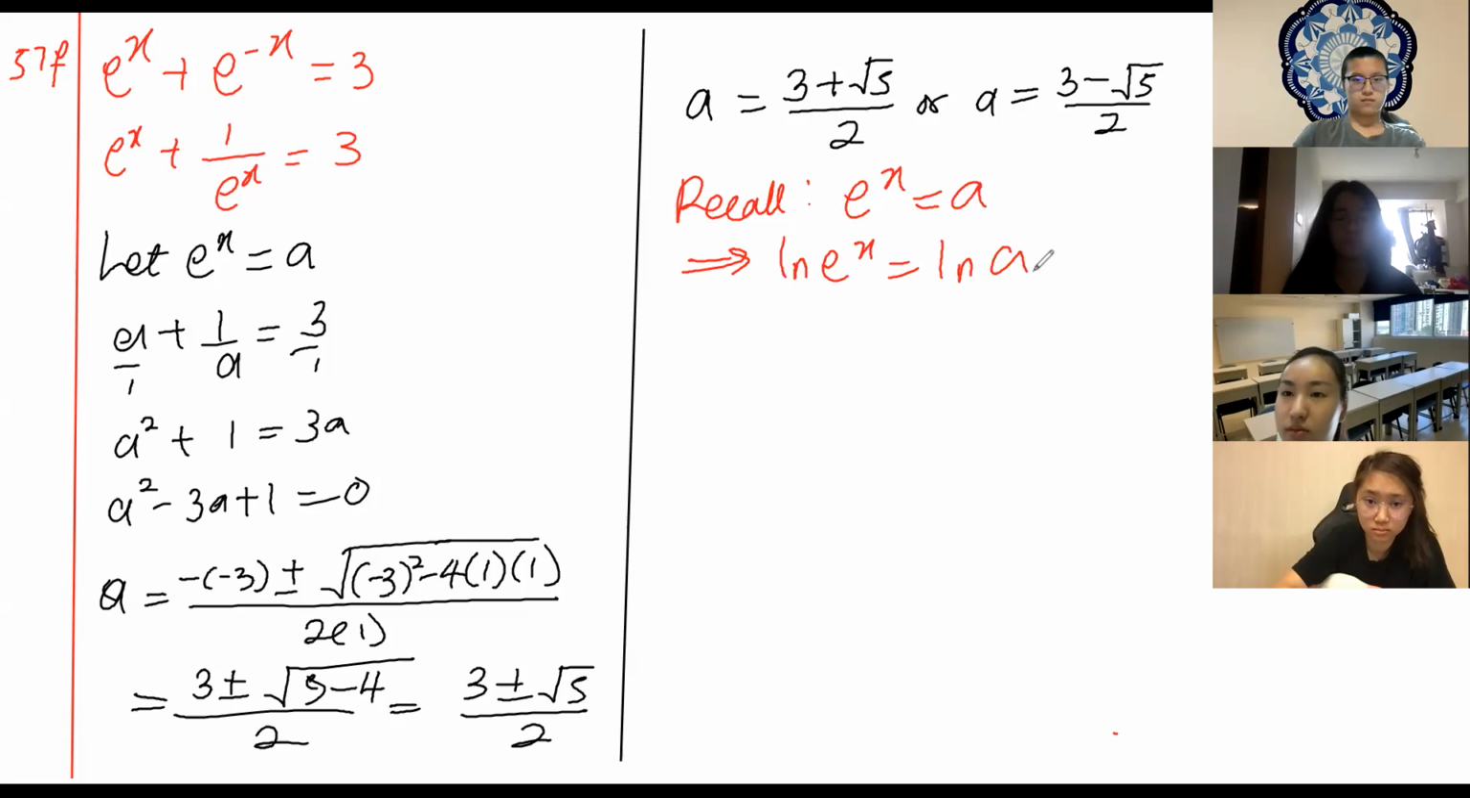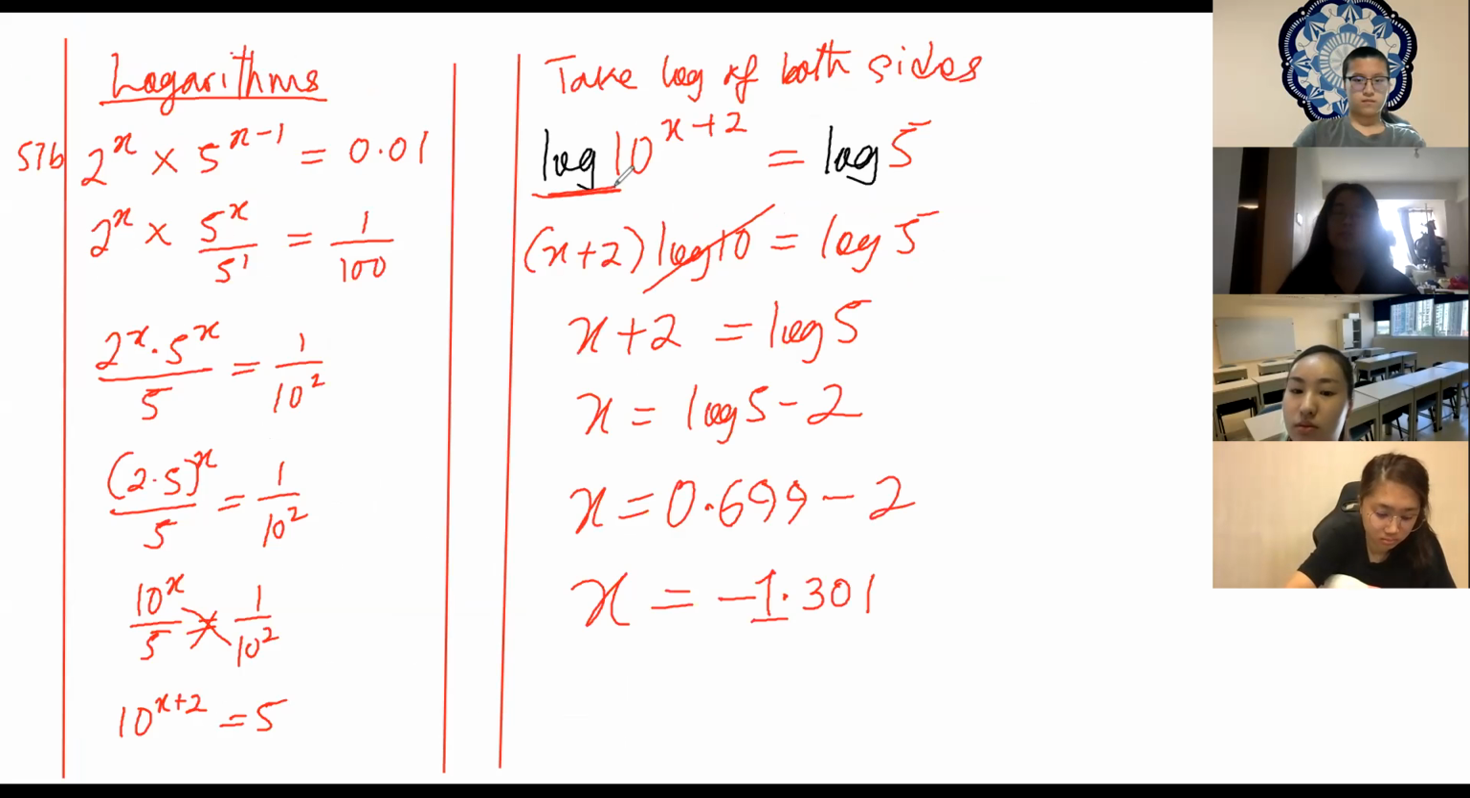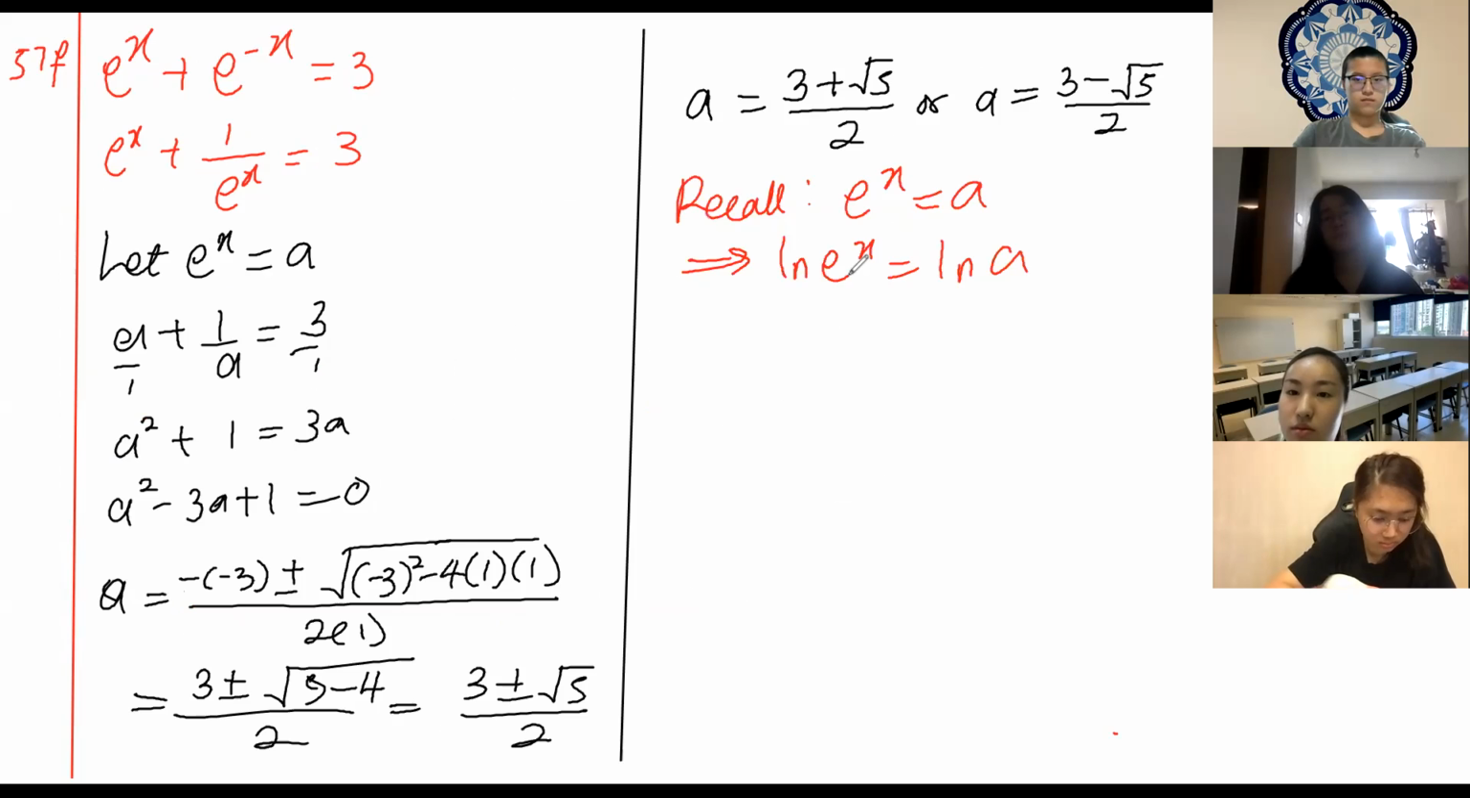Unlike this one, where I applied log, I didn't do ln. But here, I'm using ln and not log. Anyone? Because there's already an e there. Because it's already in e, so you want to make sure you use something better, right?